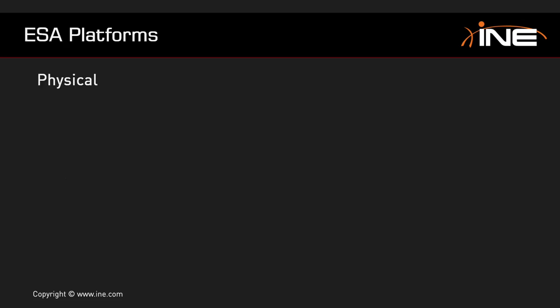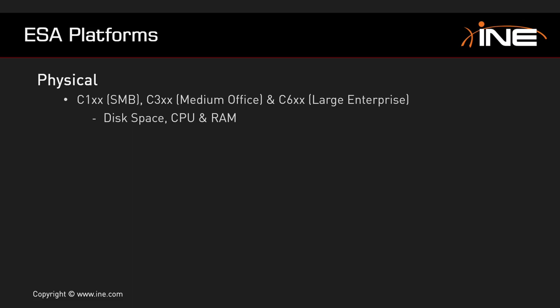The same as web security appliance, ESA can be deployed as a physical device. We have a series of physical appliances, 100, 300, and 600, where the 600 is generally meant for large enterprises. The 100 series is designed for small to medium offices.